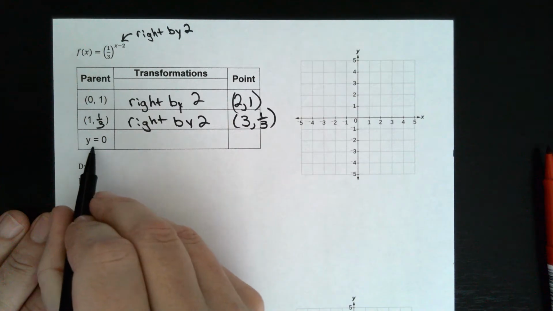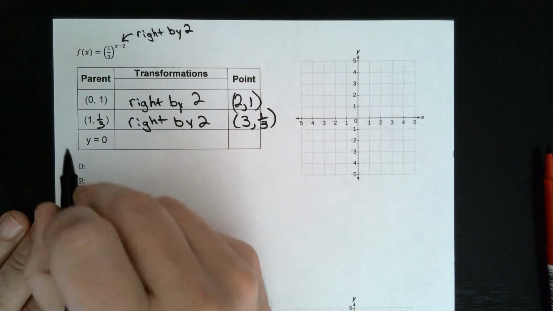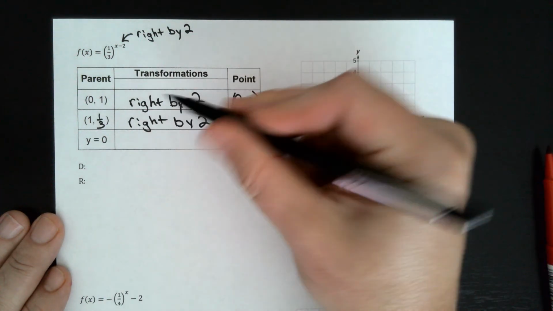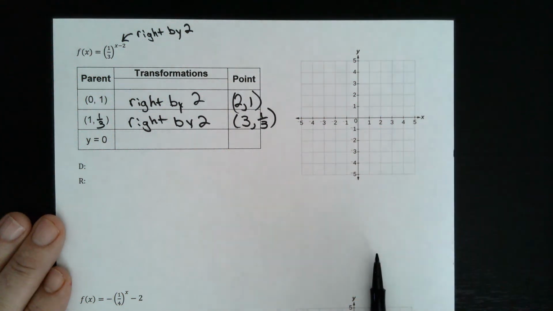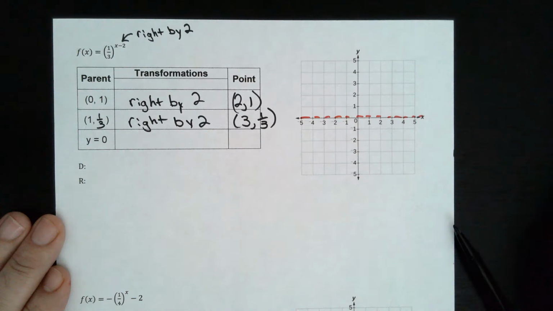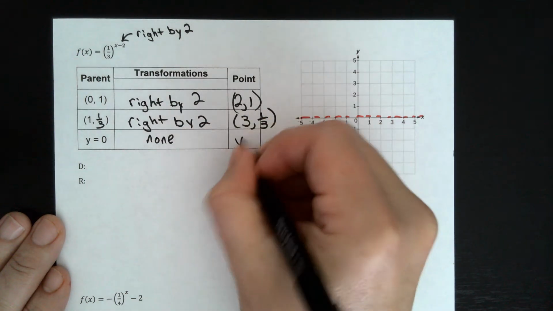Okay, we've got y is equal to 0, but we don't have an up and down shift, right? So there's no transformation of the horizontal asymptote, because it would have to either go up or down, but all it did was go right. So the asymptote remains at y is equal to 0 right here. Okay, so none, and y equals 0 still.